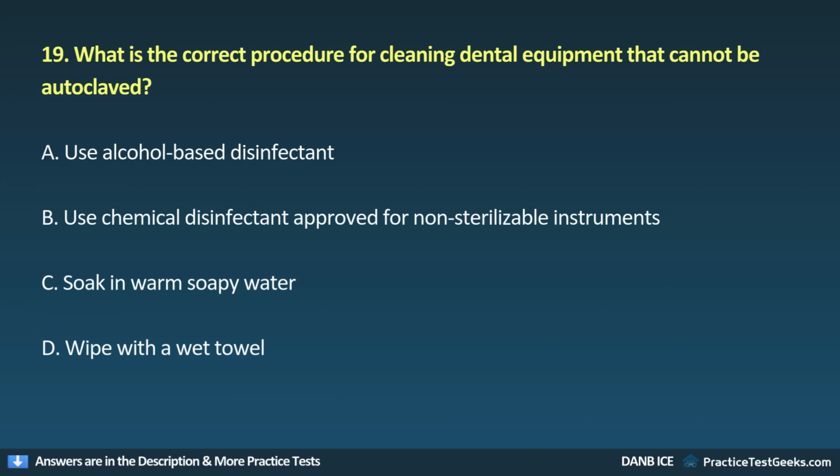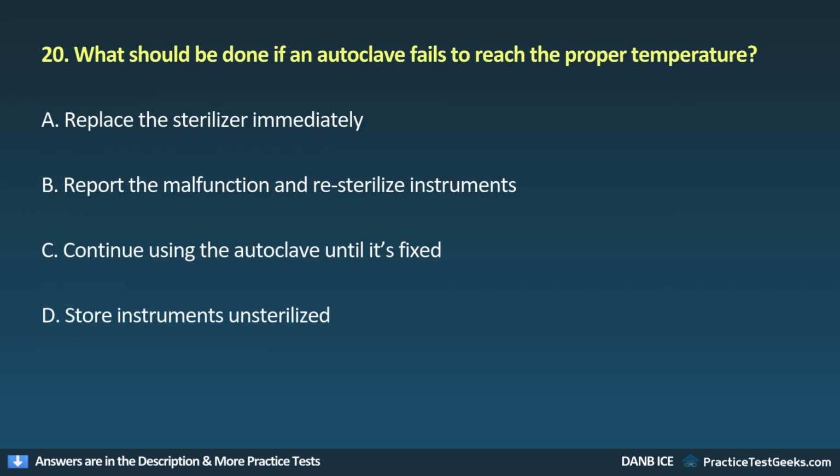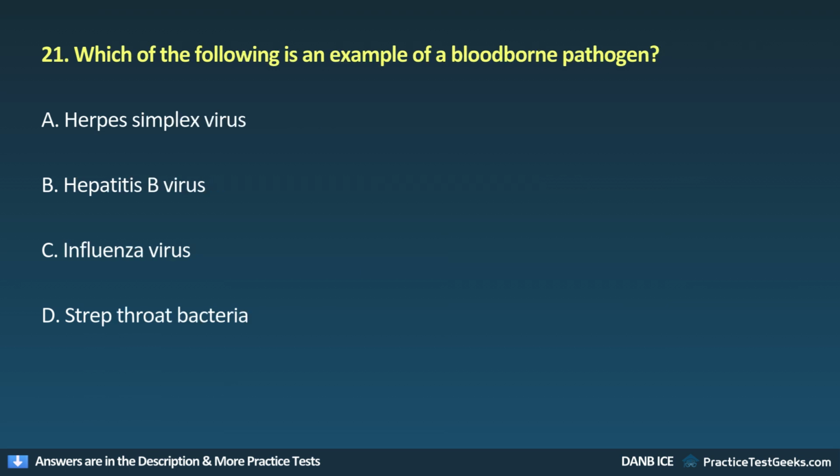D. Wipe with a wet towel. 20. What should be done if an autoclave fails to reach the proper temperature? A. Replace the sterilizer immediately. B. Report the malfunction and re-sterilize instruments. C. Continue using the autoclave until it's fixed. D. Store instruments unsterilized.